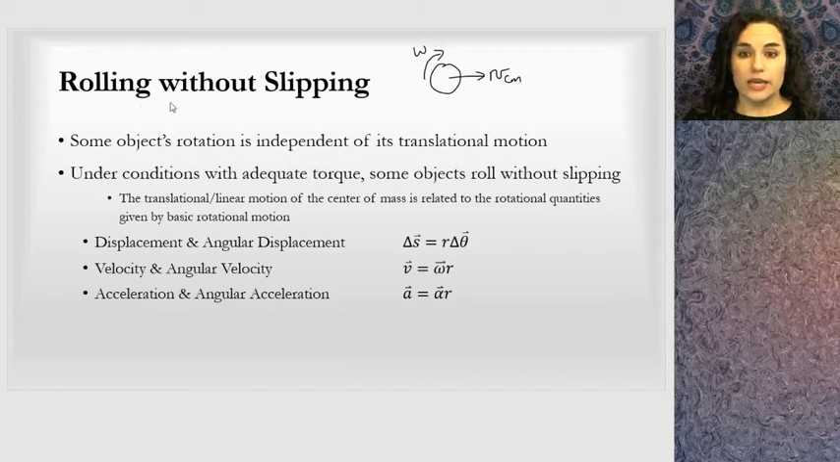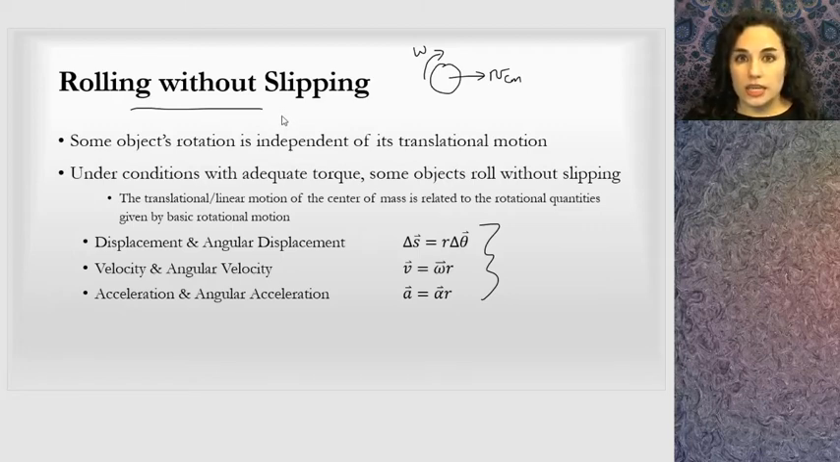In the special case of rolling without slipping, they are related to one another. Through the good old equations we know for relating linear motion or translational motion to angular motion. The displacement is related to the angular displacement, the velocity is related to the angular velocity, and the acceleration is related to the angular acceleration. In the case of rolling without slipping, you will need to look for those words in the problem. If they are not there, you cannot assume that it's rolling without slipping.